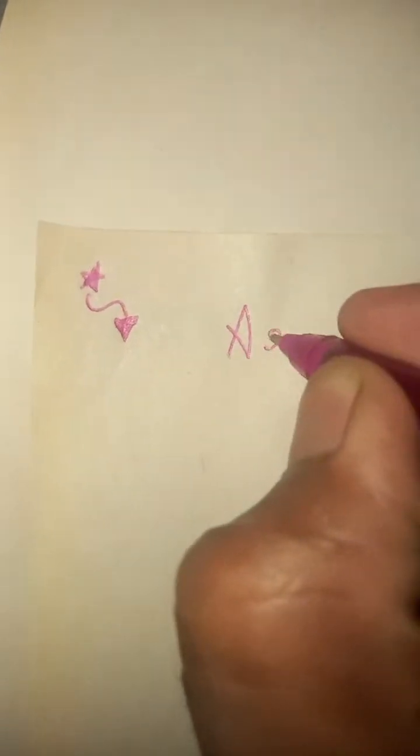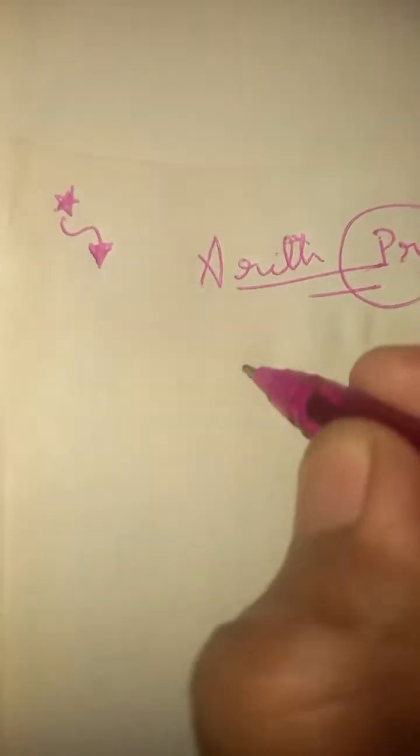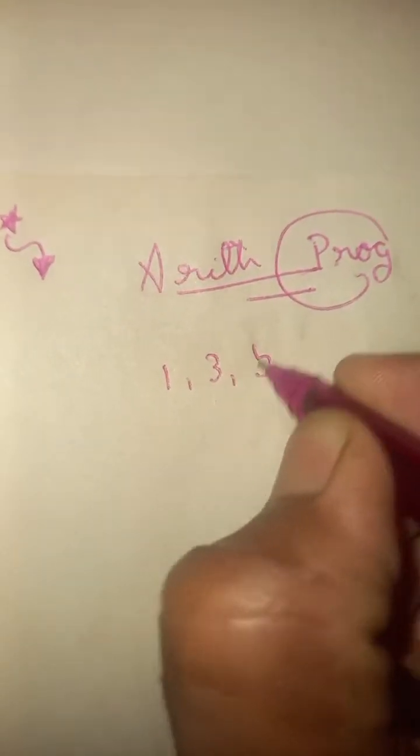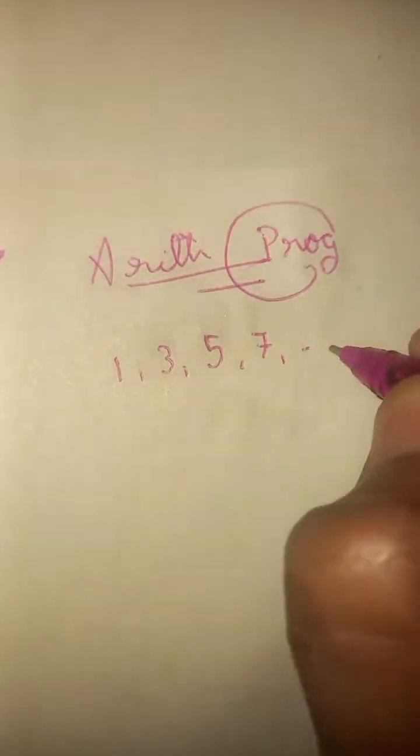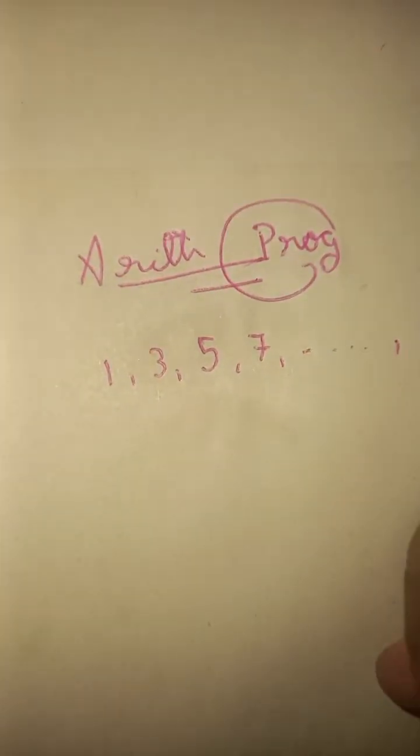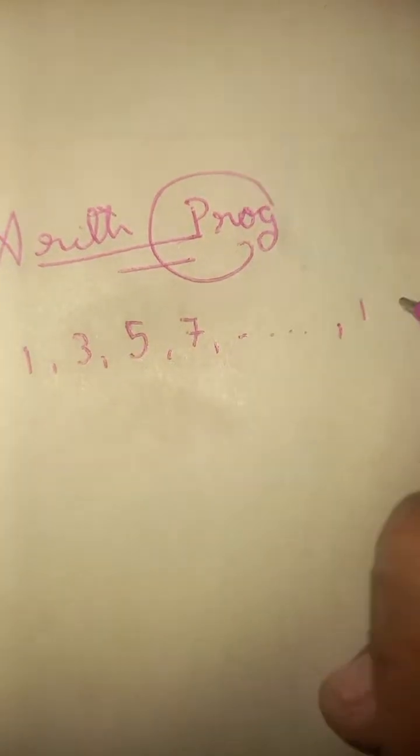Dude, now I'll tell you about arithmetic progression, also known as sequence and series. In this arithmetic progression, I'll explain how it works. Arithmetic progression means you take numbers that start with 1, 3, 5, 7, and keep on continuing, and it ends at the number 13.